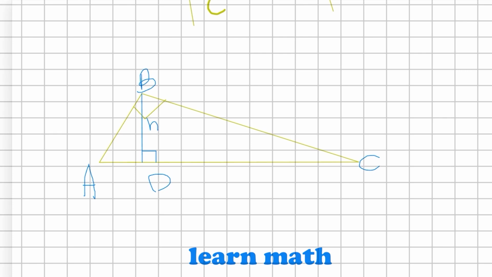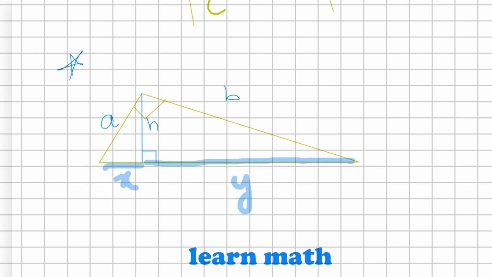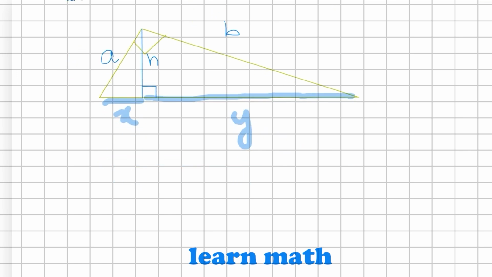This is the altitude. Let's say this length is x and this length is y. How do you find the altitude length? Try doing similar triangles or congruent triangles. I'll tell you a trick first, then we can jump onto the similar triangle concept. H is equal to the square root of x times y.